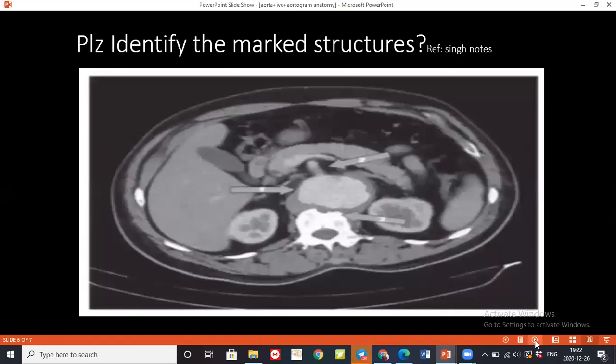Okay, good. Thank you. What is this? What are we looking at? These arrows are pointing at what? This is a CT abdomen. Okay, good. And these arrows are pointing at what? The abdominal aorta. Okay. There is an infrarenal saccular aneurysm. It's not a cyst, it's an abdominal aortic aneurysm.